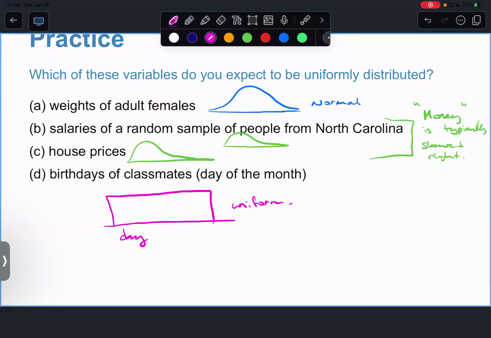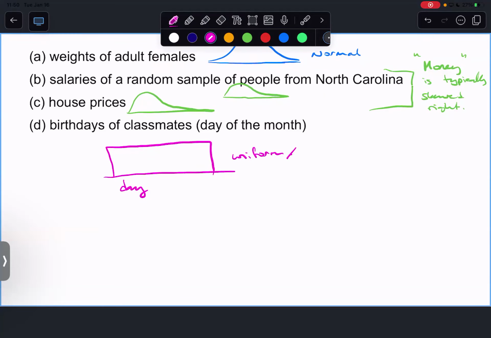I'm sure there's some research that has been done saying that this is the most common day to be born, but in general, it's kind of spread out. And so it's uniform or evenly distributed.